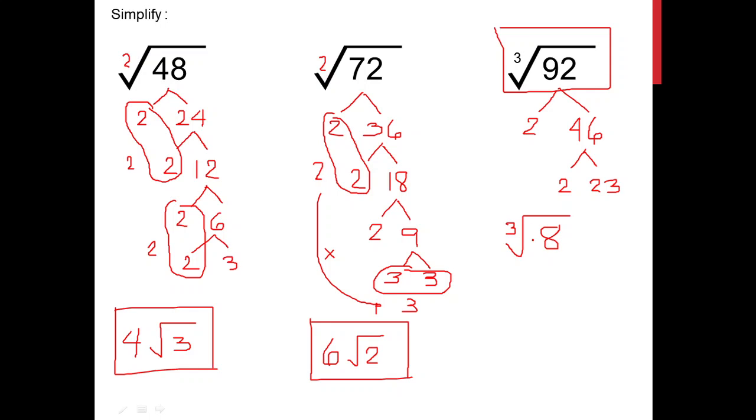Okay, so since 8 is an even number, let's try to divide by 2. 8 divided by 2 is 4. Right? 4 divided by 2 is 2. Now here, since the index is 3, we need 3 same numbers, which is 1, 2, 3. So we have 3 pairs here. And then the value of this one is 2. Therefore, the simplest form of the cube root of 8 is 2. There.